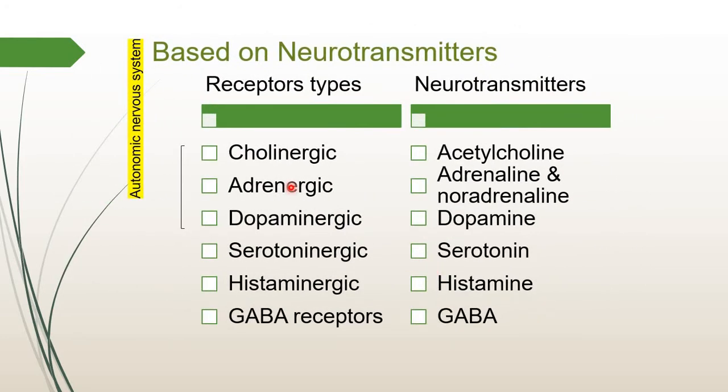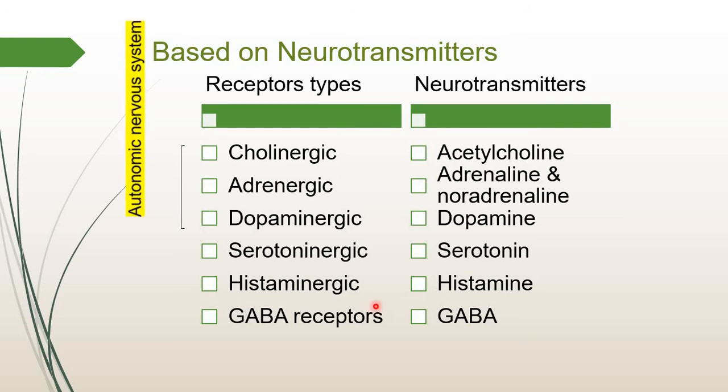Now, receptor types and neurotransmitters, you see. This classification can be based on the neurotransmitter as well. So if the type of receptor is cholinergic, it is going to have acetylcholine as the neurotransmitter. In case of adrenergic, the neurotransmitter is adrenaline and noradrenaline. In case of dopaminergic, the neurotransmitter is dopamine. For serotonergic nerve, there is serotonin. For histaminergic nerve, there is histamine. And of course, for GABA receptors, the neurotransmitter is GABA.